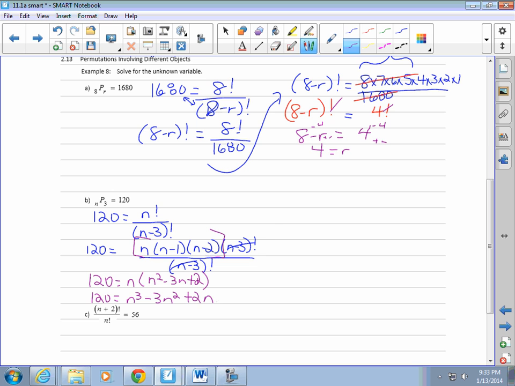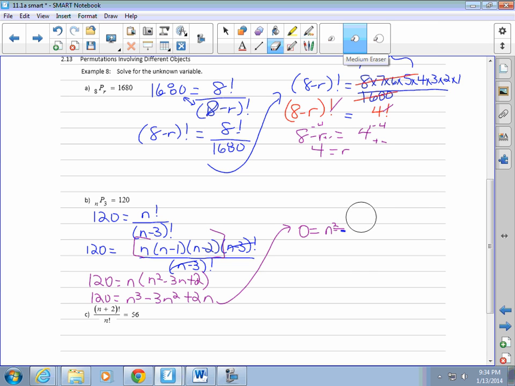So to solve this, I need to have everything over to one side and my equation equal to 0. So I'd have 0 is equal to n cubed minus 3n squared plus 2n minus 120.